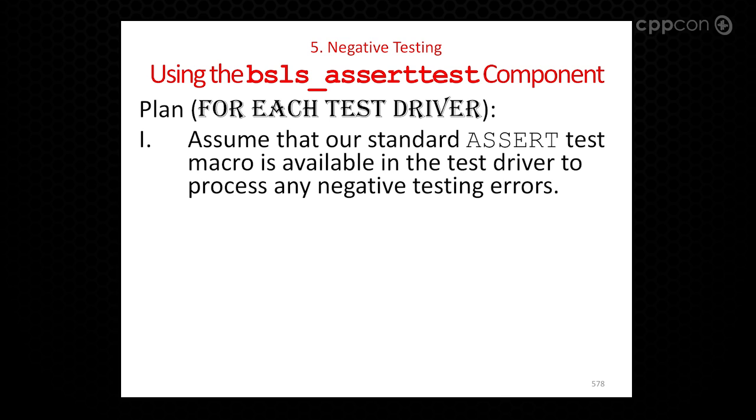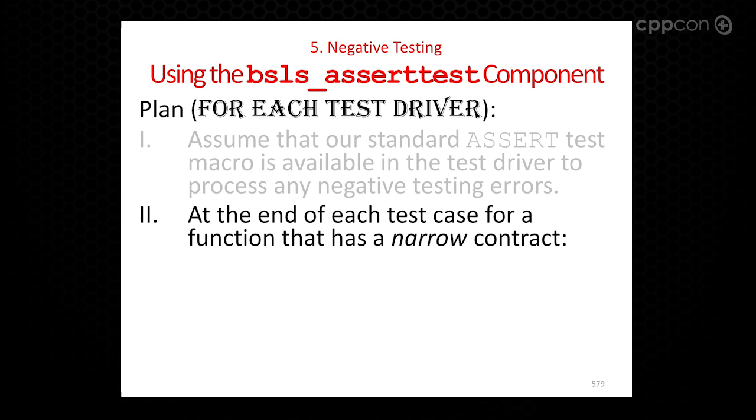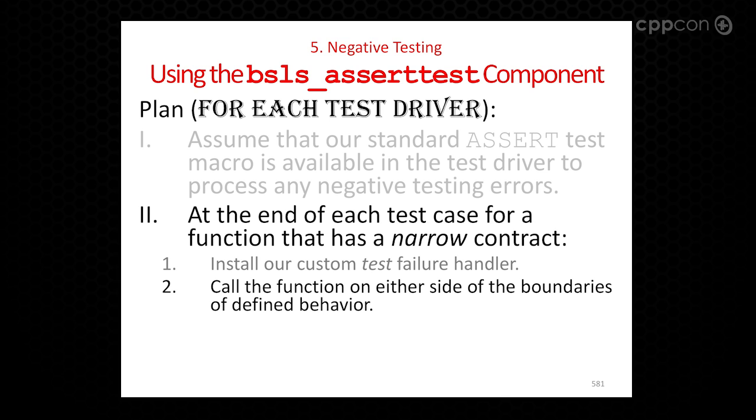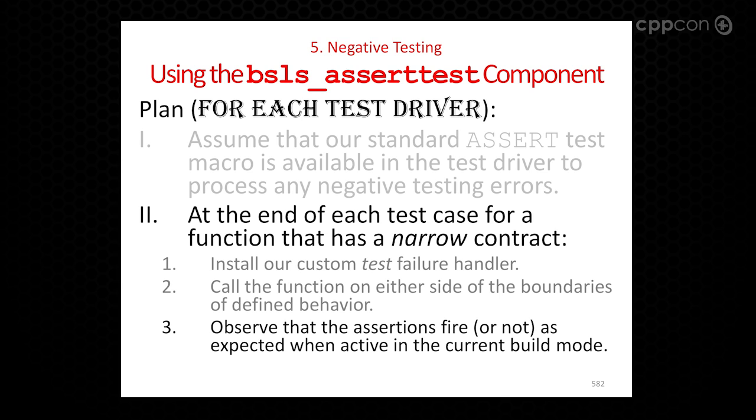So for our code, we have that assert that we talked about in the test driver. And at the end of each test case, for a function that has a narrow contract, we are going to install this handler. We're going to deliberately put something in and then call our function out of contract, on both sides of the boundaries where the undefined behavior occurs, and then we're going to observe that it did exactly what we expected it to do, even though there's nowhere in the contract that says anything about it. Because we know, as the author of the component, the library author, that this is in fact the case.